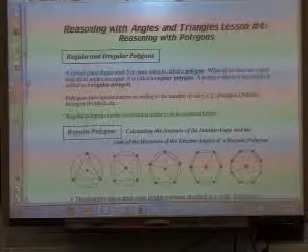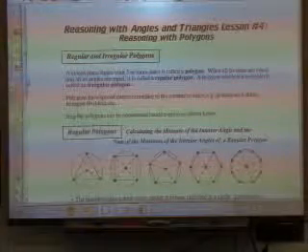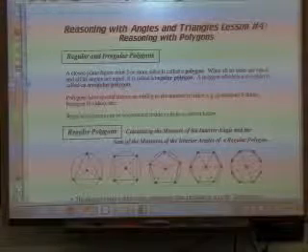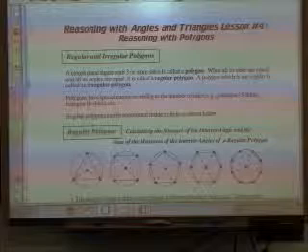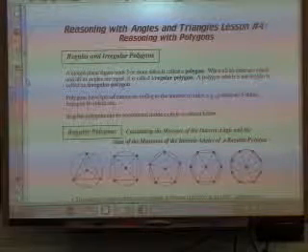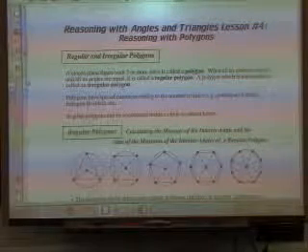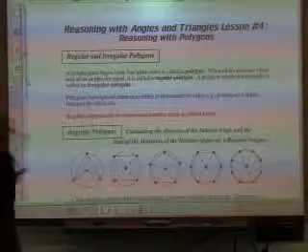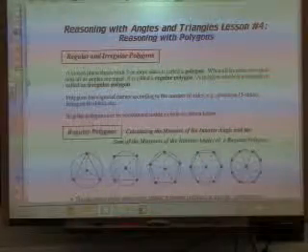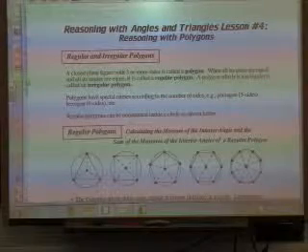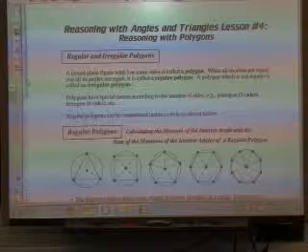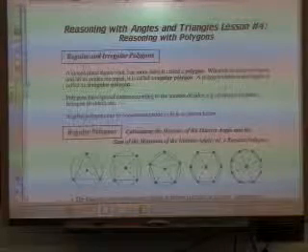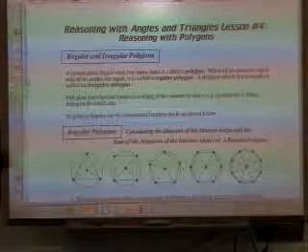Lesson 4 is reasoning with polygons. A polygon is a closed plane figure that has 3 or more sides. So a triangle, quadrilateral, squares, rectangles, pentagons, hexagons, those are all types of polygons. When all of the sides in the polygon are equal to each other, it is a regular polygon. When they are not, it's called an irregular polygon.